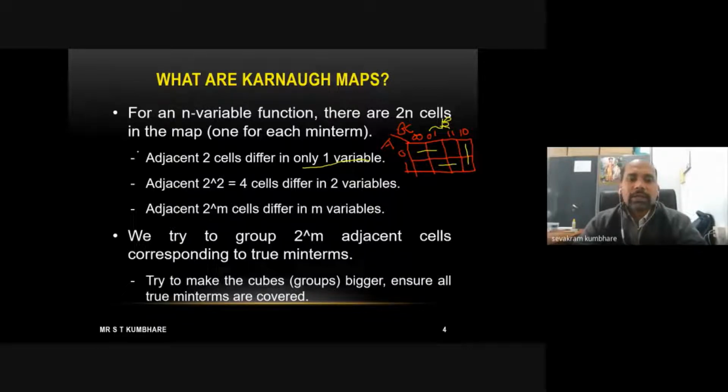So any adjacent two cells you can take, they differ in only one variable. Now adjacent 2 raised to power 2, that is 4 cells, differ in two variables. Now what does it mean?